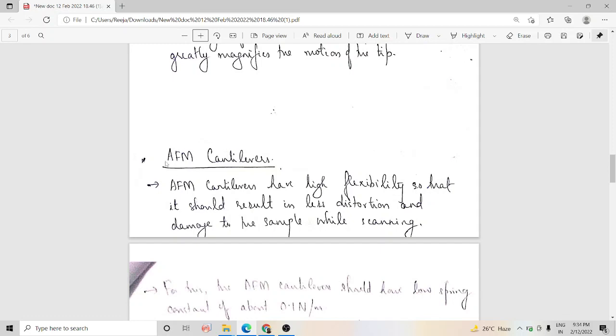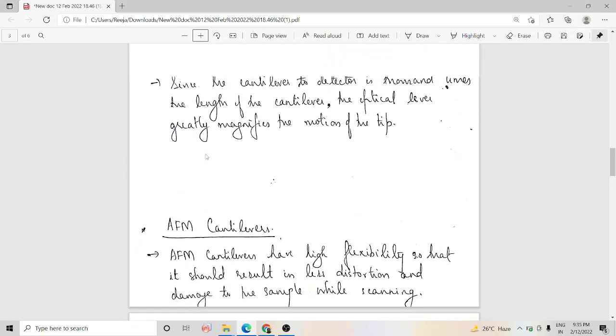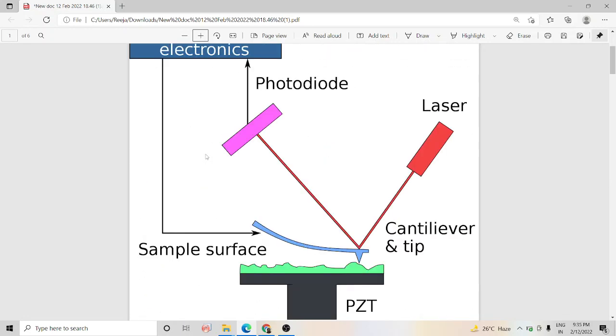The size and mass of your AFM cantilever is the second refinement in the AFM, which helps to attain very high resolution. AFM cantilevers should have very high flexibility. That is, the cantilever must be highly flexible. Otherwise, what will happen if the cantilever is stiff or rigid?